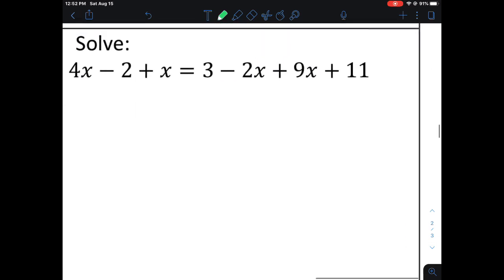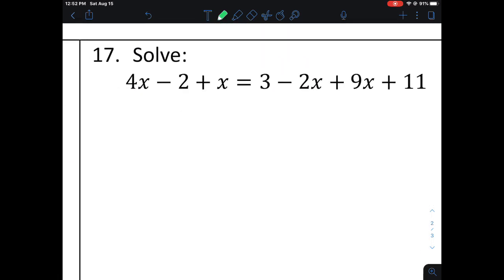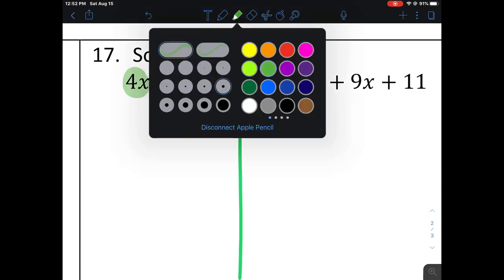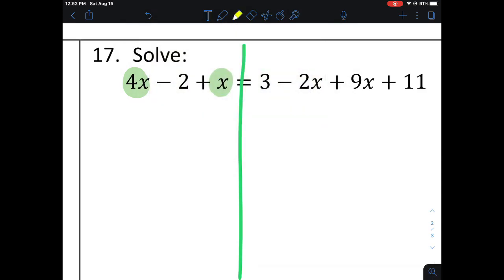Let's jump to number 17. This one looks pretty scary. I've got a lot of things going on here. I'm going to draw my line first. That'll be my first step. Draw that line, then highlight the things that are the same on each side of the line. So I've got the 4x and the x. I've got 3 and 11. And I also have a negative 2x and a 9x.